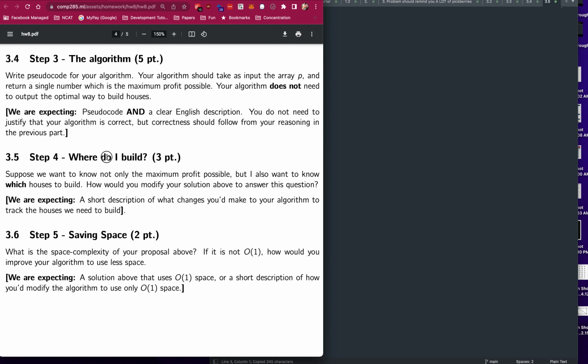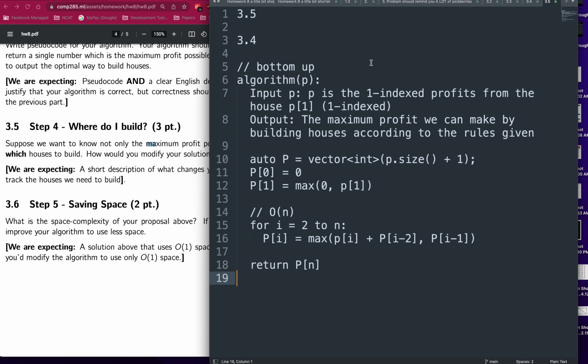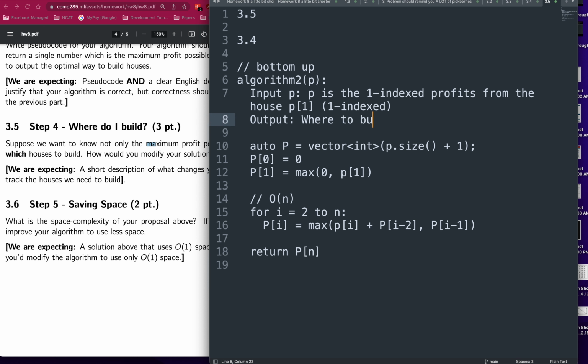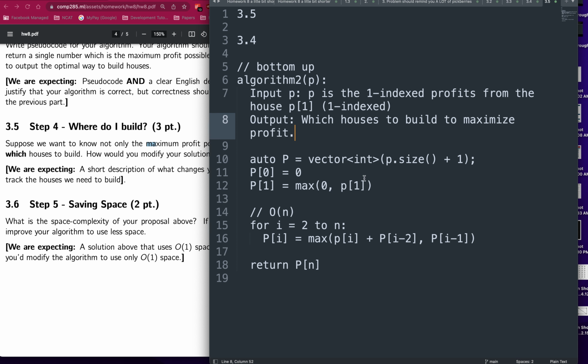3.5, very interesting problem. It asks you, where do you build? The whole goal is to modify this algorithm to tell me not just the maximum profit, but where I build the houses. This is actually not as hard as you think. We can just return a vector of indices, so not the maximum profit, but which houses to build to maximize profit. I'm just going to return the indices.